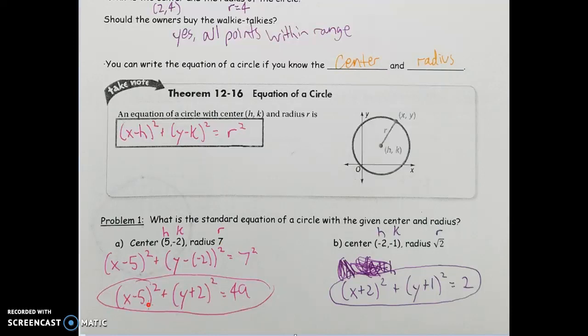So again, our center is at 5 and negative 2. You just got to remember in the formula, since it's minus h and minus k, got to be careful about the signs. Minus 5 minus a negative 2 changes that to positive. But otherwise I just square my radius and I have my equation.